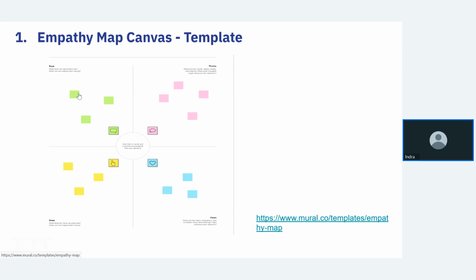So as I said, it is split into four sections. One is says, then we have thinks, then we have does, and then we have feels. Now, what does the says section talk about? This says what the user is saying. This could be things they would have told you in some conversation or some quotes they have shared with you. It is something the user is expressing very loudly.